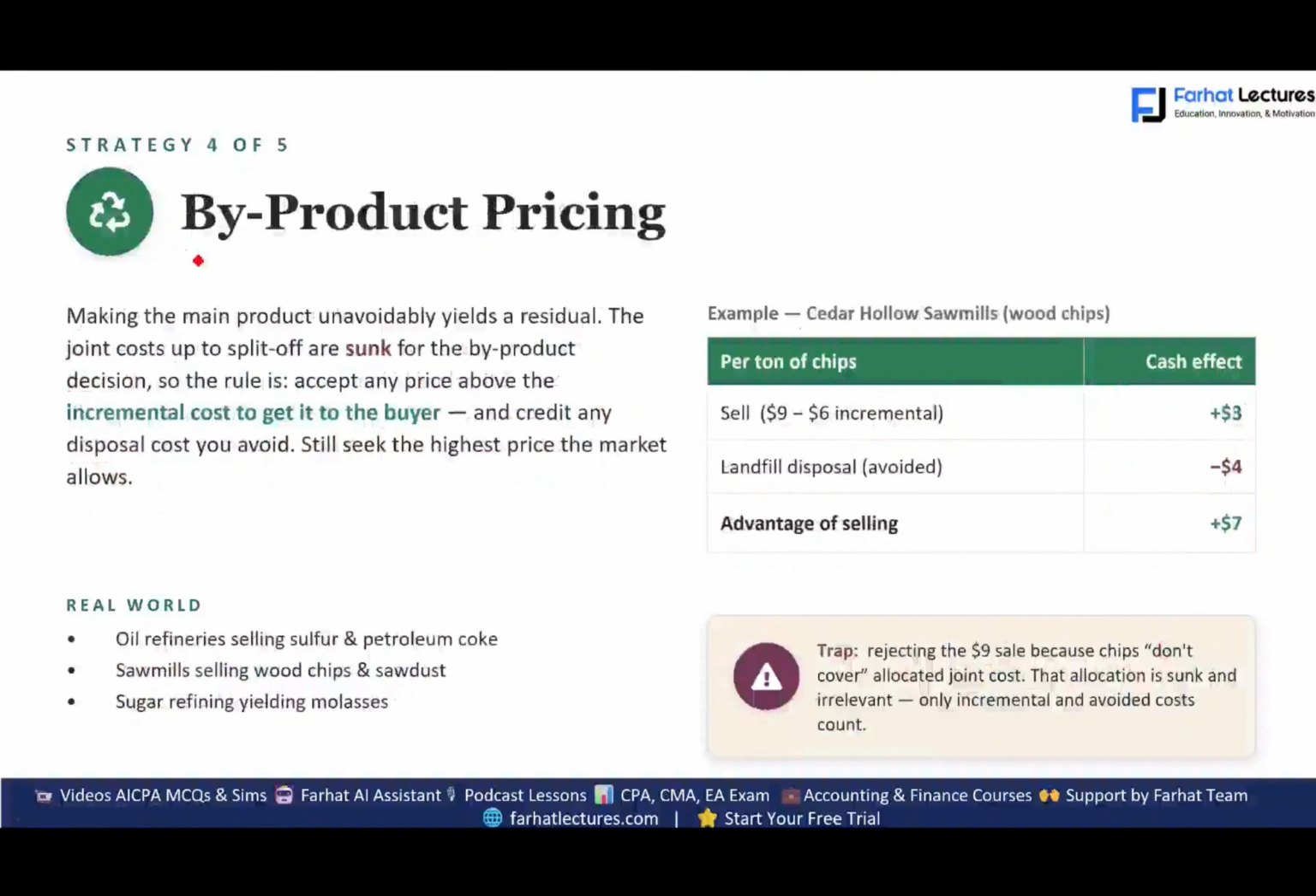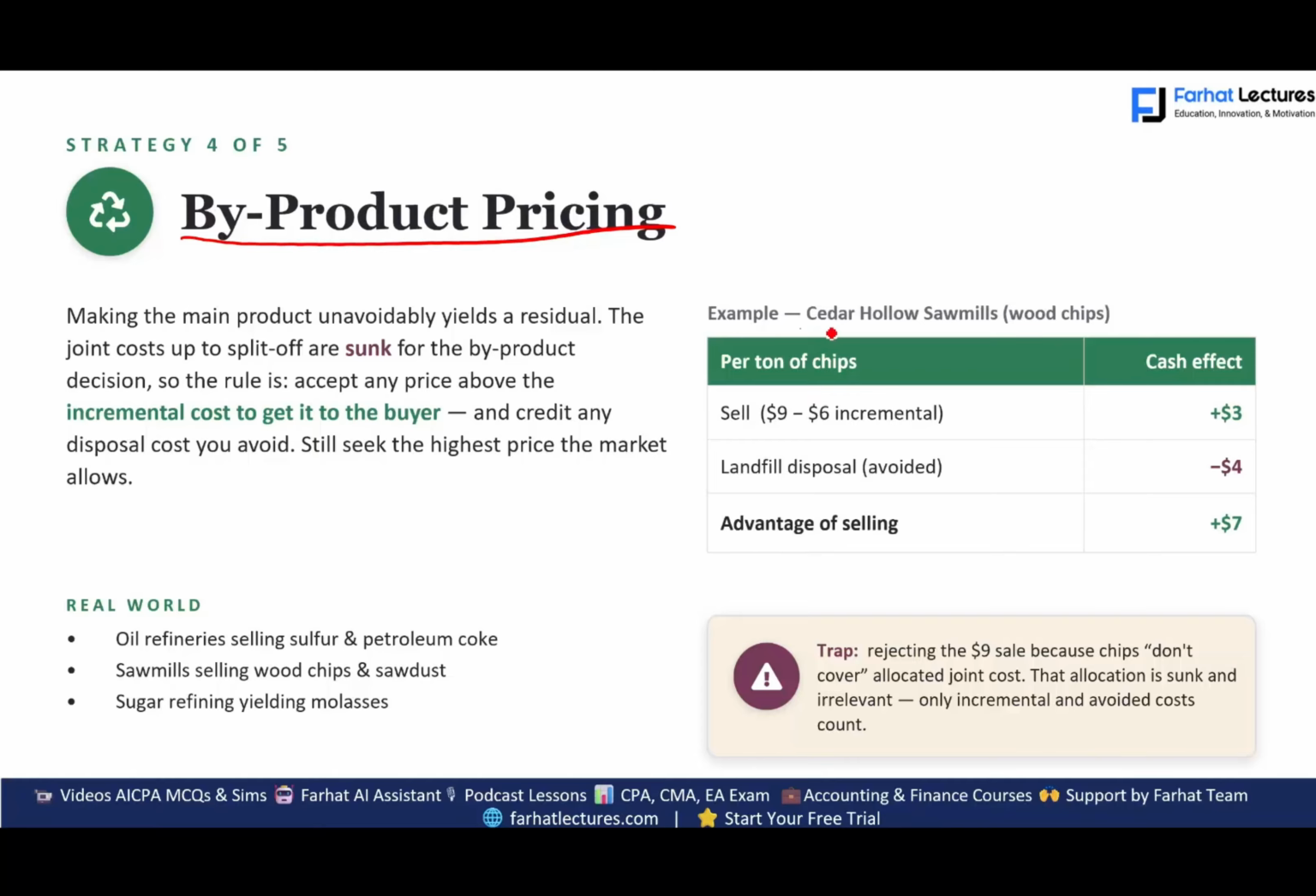The fourth strategy is by-product pricing. This deals with the physical leftover a company never intended to make in the first place, known as a byproduct. Making a product sometimes unavoidably yields some sort of residual product, like an oil refinery producing sulfur, or a sawmill producing wood chips. Now let's take a look at this example.